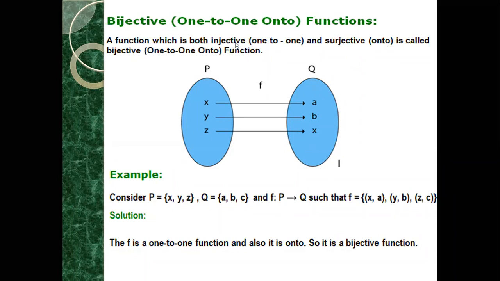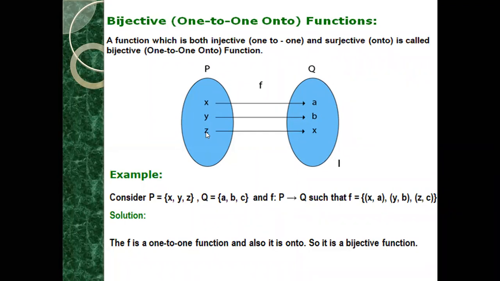So what is the injective property? Every element of the domain is related to one element in the codomain. What is onto? Every element of the codomain has a pre-image in the domain. A function which is both injective and surjective is called bijective.